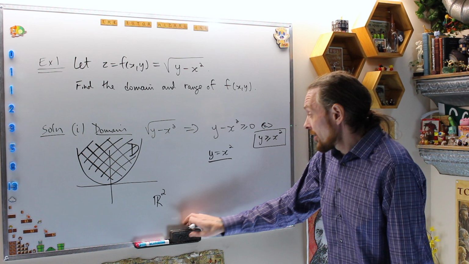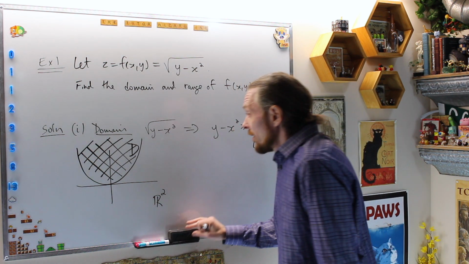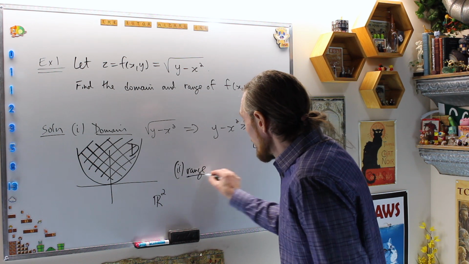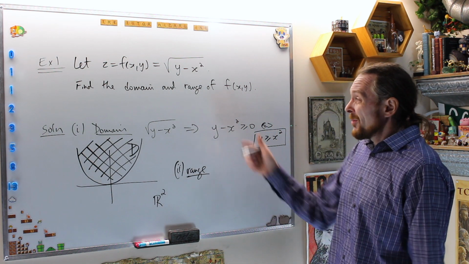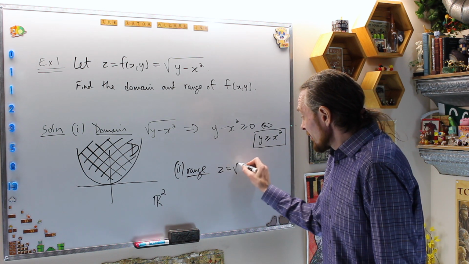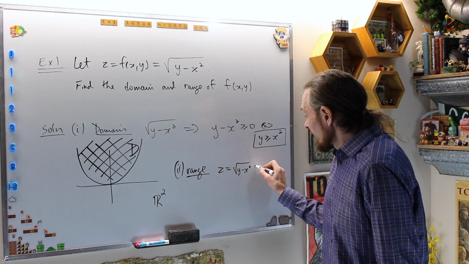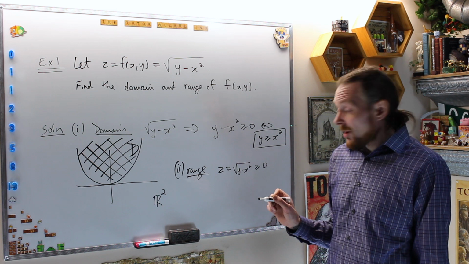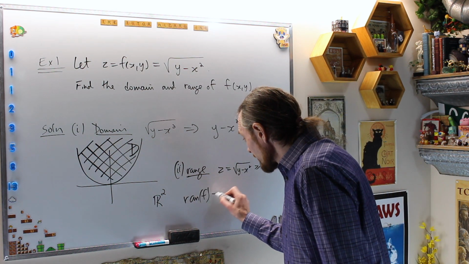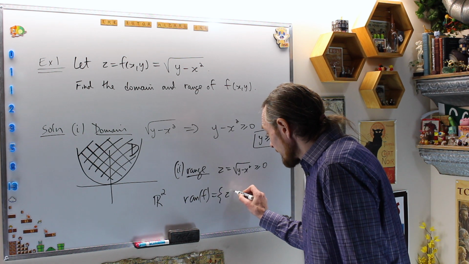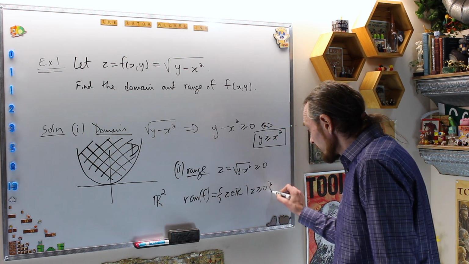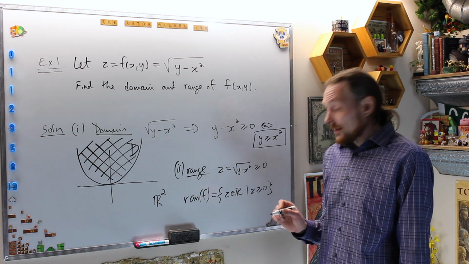Good. For the range, 2, the range, what we notice is we do this the same as we would for a function of one variable. Also, I look at z. Z is equal to the square root of y minus x squared, which is greater than or equal to 0 always. So the range of f is z in R such that z is greater than or equal to 0. This is our range.